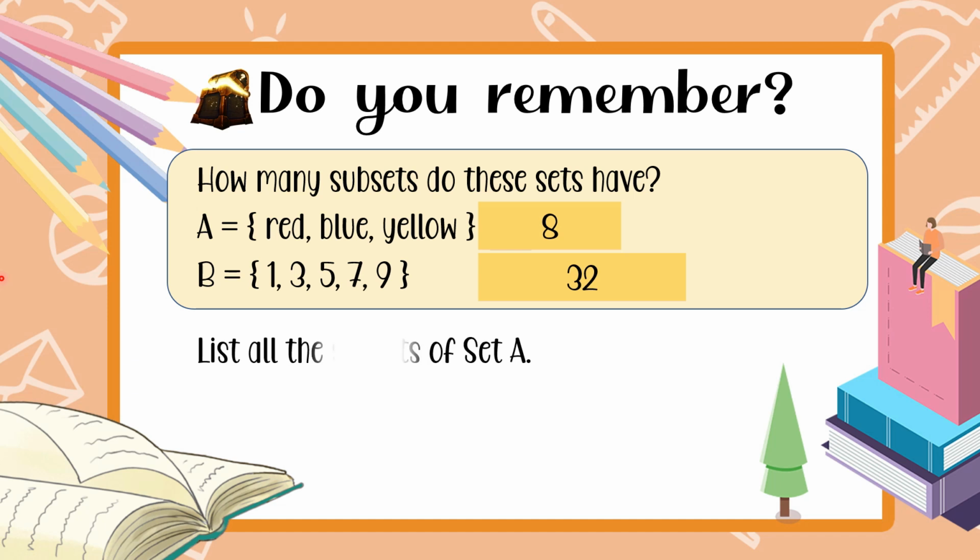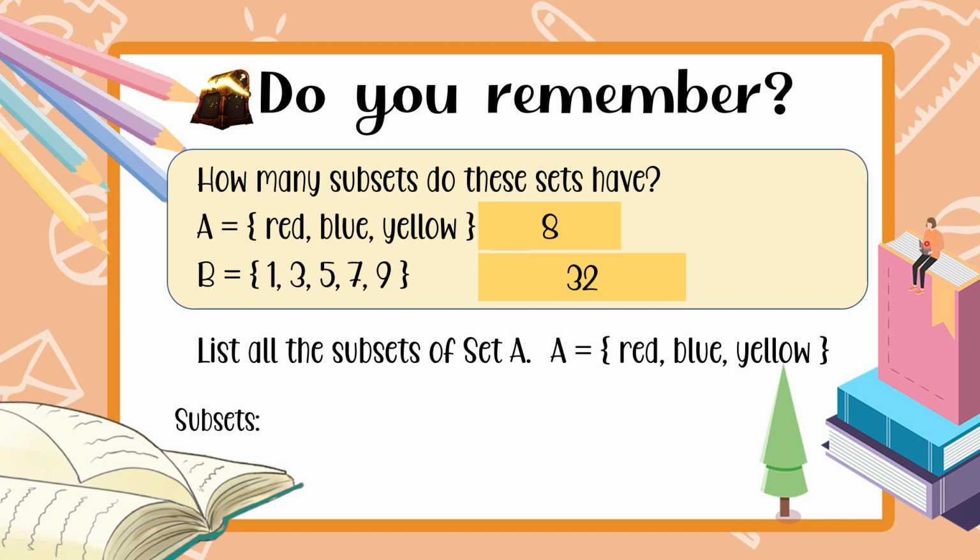Now, let us list all the subsets of set A. So, in set A natin, we have red, blue, and yellow. Alam naman natin kanina, na-solve na natin na ang bilang ng subsets ng set A is 8. So, lista natin lahat ng 8. In listing the subsets, unang-una nyong ilalagay lagi is the null set or the empty set para hindi nyo makalimutan.